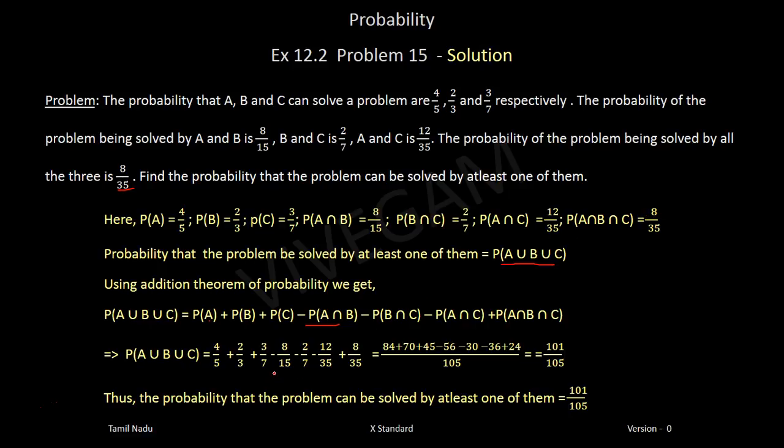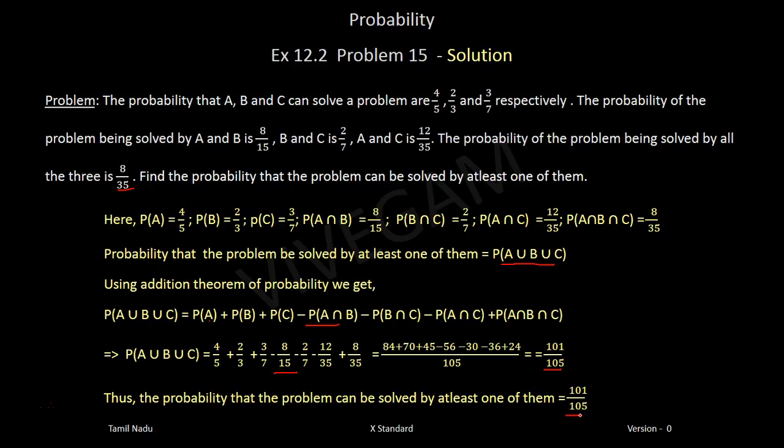So all you need to do is now simplify these fractions, and you'll be able to get the LCM, which is 105. So 5 will go 21 times, 21 into 4 is 84. So do all those calculations. Finally, we end up with 101 divided by 105. So the probability that the problem can be solved by at least one of them is 101 by 105. So it's a simple problem.